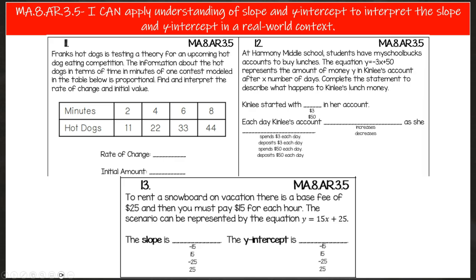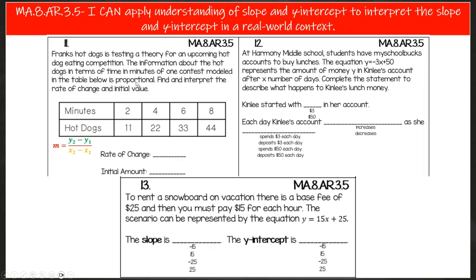All right, Frank's Hot Dogs is testing a theory for upcoming hot dog eating competition. The information about the hot dogs in terms of time and minutes for one contest modeled in the table below is proportional. So they're telling you it is proportional. Find and interpret the rate of change and the initial value. So here they've given you a table. They want you to find the rate of change, and they want you to find the initial amount.